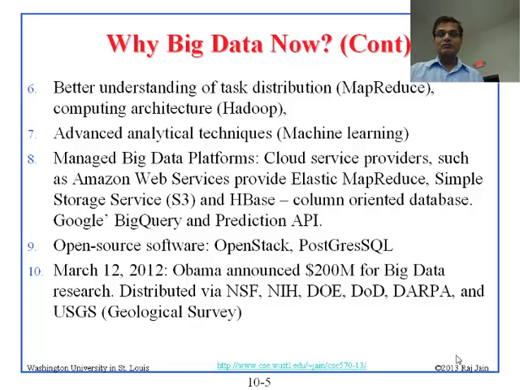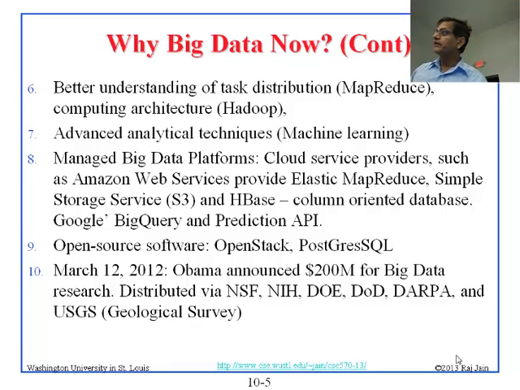Big data platforms. So we have now cloud providers such as Amazon. They provide everything that you need to analyze. So even if you didn't want to learn anything about big data, you could just give it to Amazon. Not only they provide cloud, they provide big data analysis. So they will do everything. They will do Hadoop, MapReduce, everything for you. So nowadays you can just contract out cheap. So for example, Amazon Web Services provided Elastic MapReduce, simple storage service for storage, and HBase for database, which is a column-oriented database. Google provides BigQuery and prediction APIs and so on and so forth. So all of this is available easily.